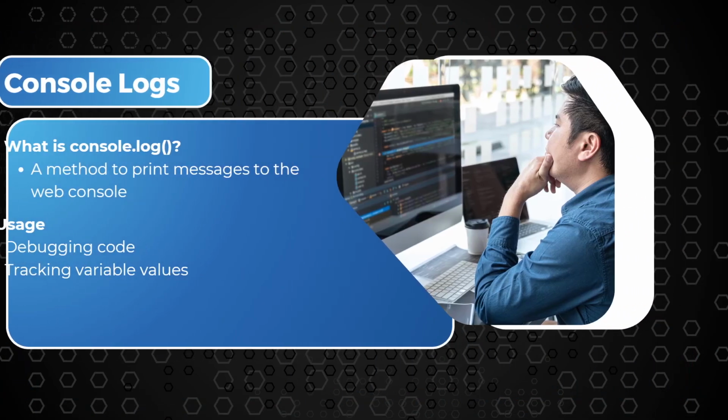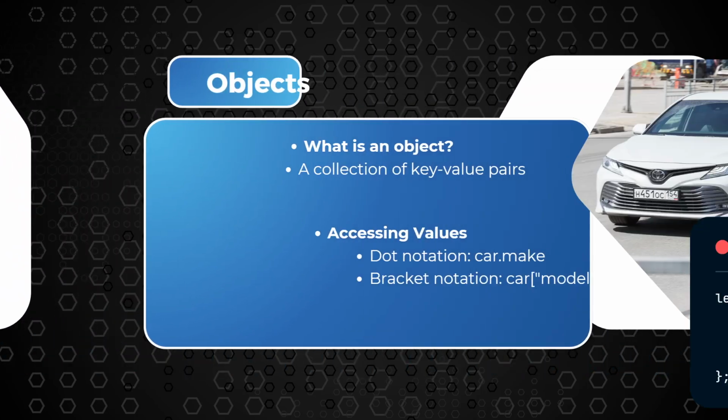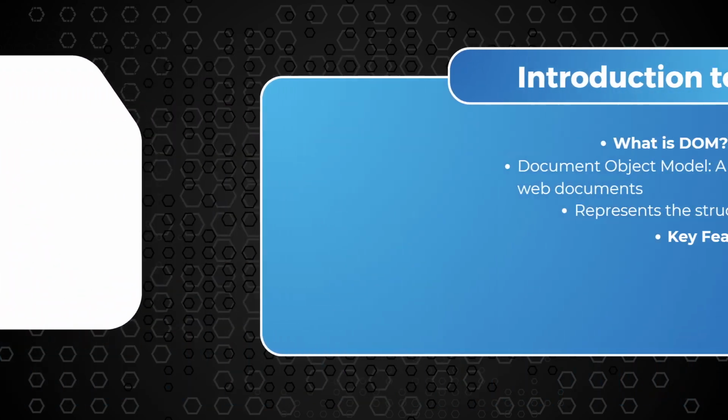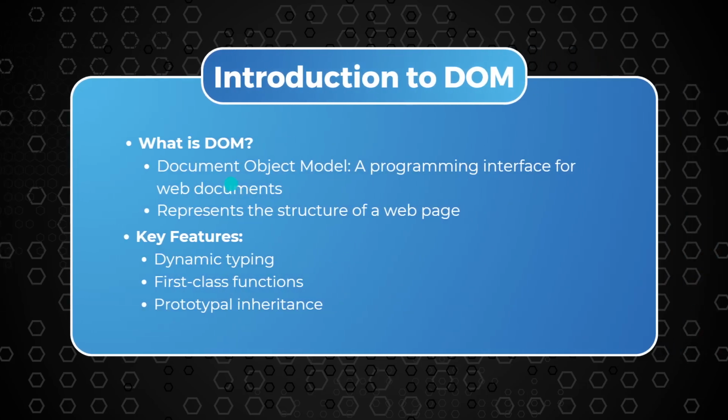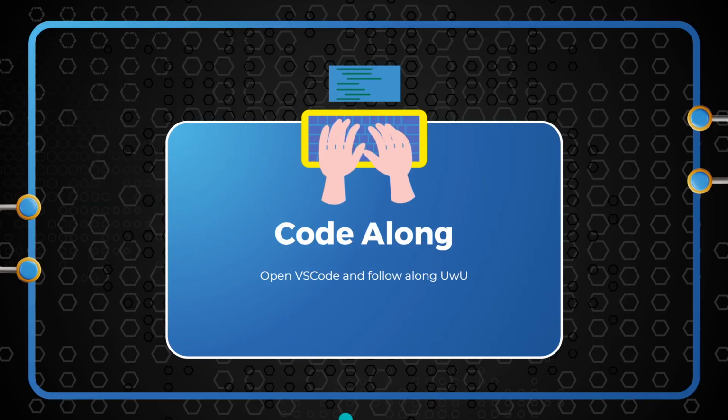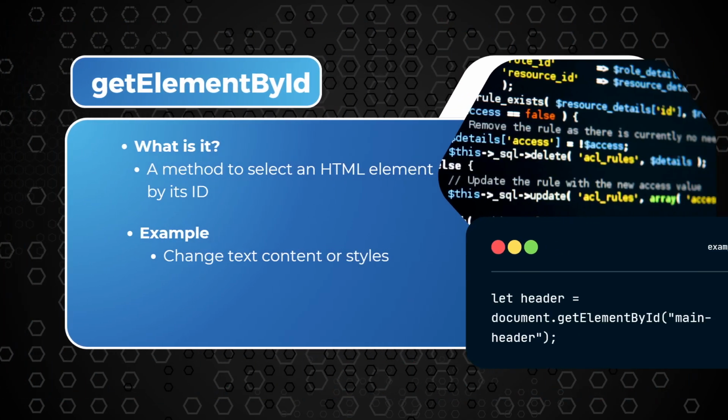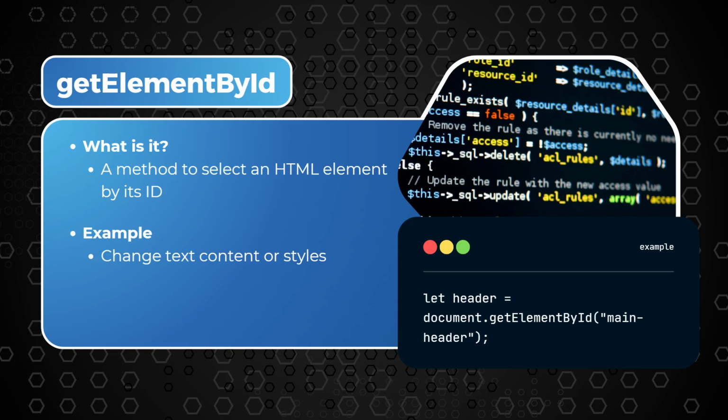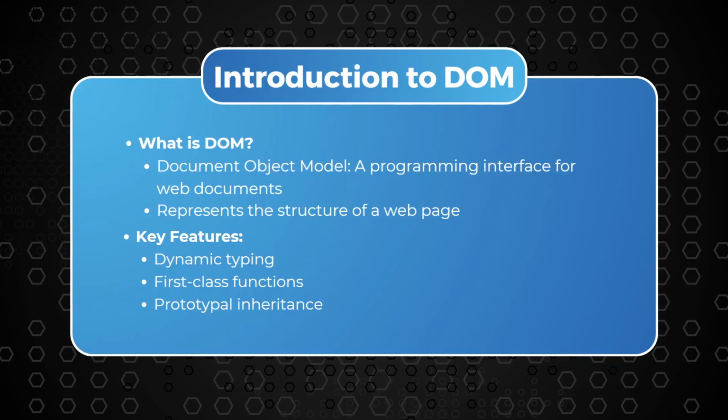Yeah, so I basically had this thing. So to manipulate our document, we have the DOM, Document Object Model, a programming interface for web documents. Web documents, it is our web page. Representation, it represents the structure of the web page. So first thing we will see is getElementById.